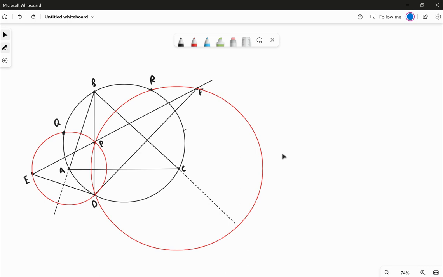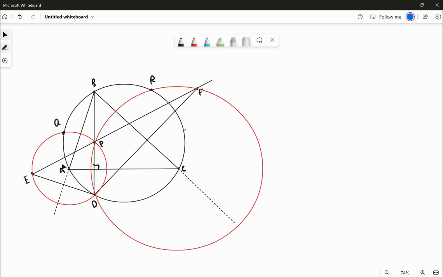Hello everyone, and in this video, we're going to be talking about the USAJMO problem number 3, which is one of the hardest problems on the test for day 1. So anyway, here it is. Suppose you have triangle ABC and a point D on the circumcircle such that BD is perpendicular to AC.